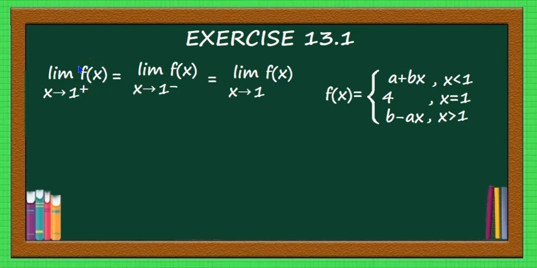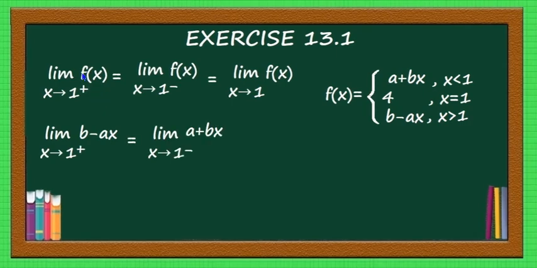Here x is greater than 1, so f of x is equal to b minus ax. In place of f of x, you have to take b minus ax because x is approaching 1 from the right side of 1, which is greater than 1. The limit as x tends to 1 plus of b minus ax is equal to the limit as x tends to 1 minus of a plus bx, because x tending to 1 minus means x is less than 1. When it is less than 1, it is defined as a plus bx. That limit is equal to f of 1, because the limit as x tends to 1 of f of x equals f of 1, it is given.